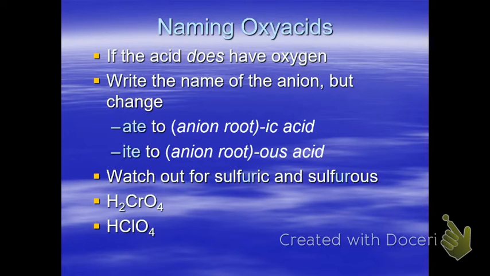Hydrogen joined to, look at your polyatomic ion sheet, what's the name of that polyatomic? That's perchlorate. Ate turns into ic. So it's perchloric acid. Okay, let's do one more. Hydrogen joined to, what's the name of that polyatomic? That's nitrite. Ite goes to ous. This is nitrous acid.